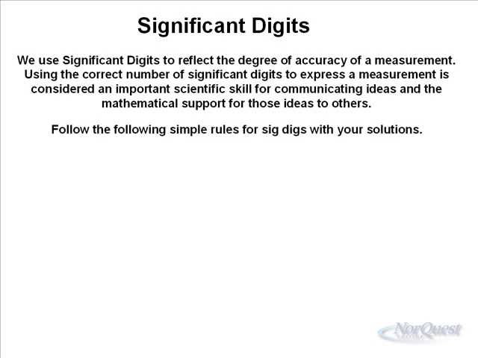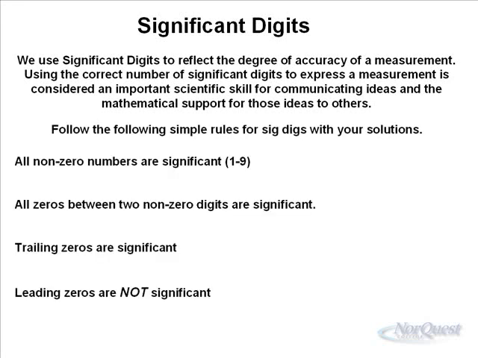All right? So following these simple rules, all non-zero numbers are significant. What that means is any number from 1 to 9 is considered significant. So if you write down a 9, it means something. And all zeros between non-zero numbers are significant. Trailing zeros are significant, and leading zeros are not significant. Now, what does all this mean? Well, let's look at a couple of examples.